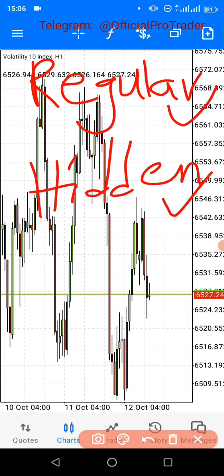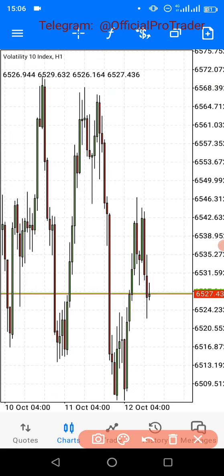Now, what is a regular divergence? Regular divergences are a pattern in the market that signals trend reversal. Whenever you spot a regular divergence, it's for a reversal. It's a reversal pattern. A regular bullish divergence signals a reversal from a bearish to a bullish trend, while a regular bearish divergence signals a reversal from a bullish to a bearish trend. I'm going to show you an example in this very video.